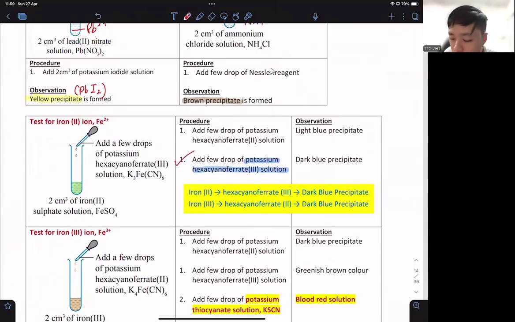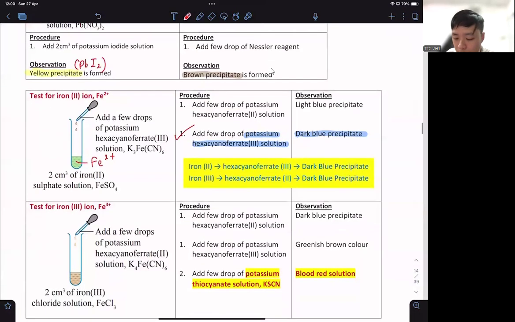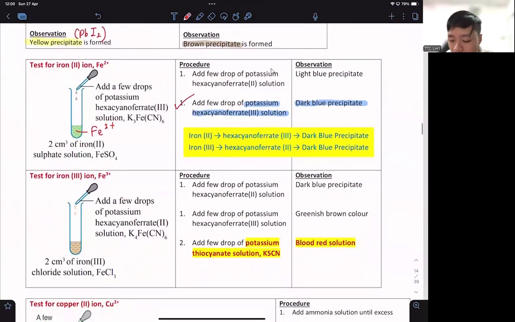You remember this one? Then you get a dark blue precipitate, to prove inside you have Fe2+. Remember this one, I also mentioned it a bit in Form 5 Chapter 1, in the rusting of iron experiment. The potassium hexacyanoferrate(III) solution tests for Fe2+, and you get the dark blue precipitate.